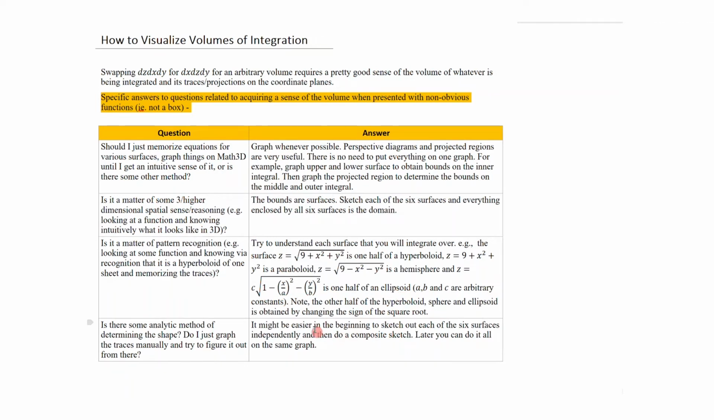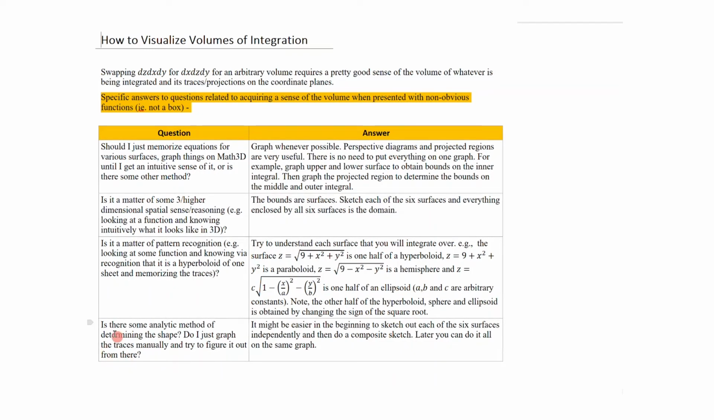Note, the other half of the hyperboloid, sphere, and ellipsoid is obtained by changing the sign of the square root. So this is for positive z. Put a minus here and it gives you the other hyperboloid sheet. Putting a minus here gives you the hemisphere, which is below the z equals 0 plane.